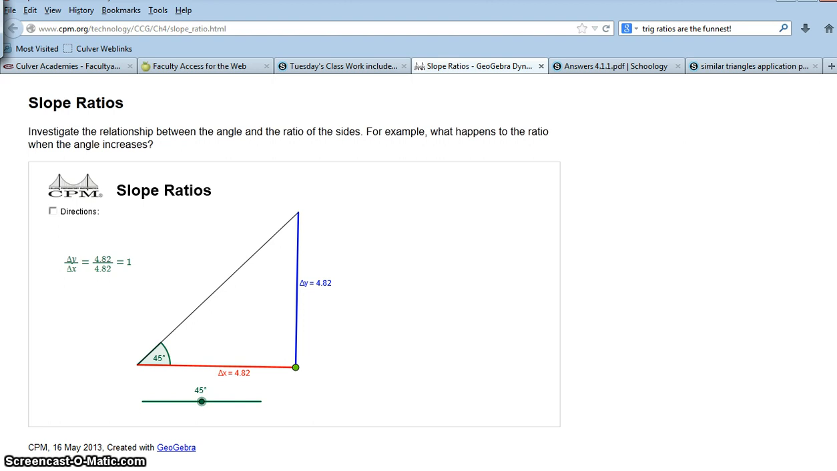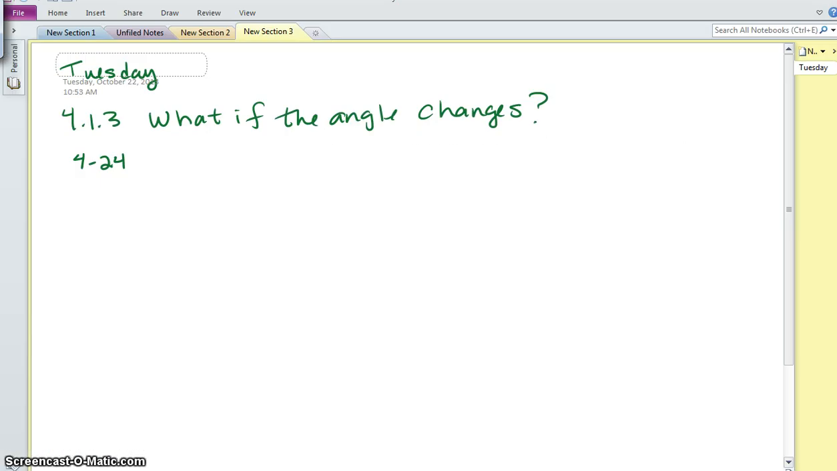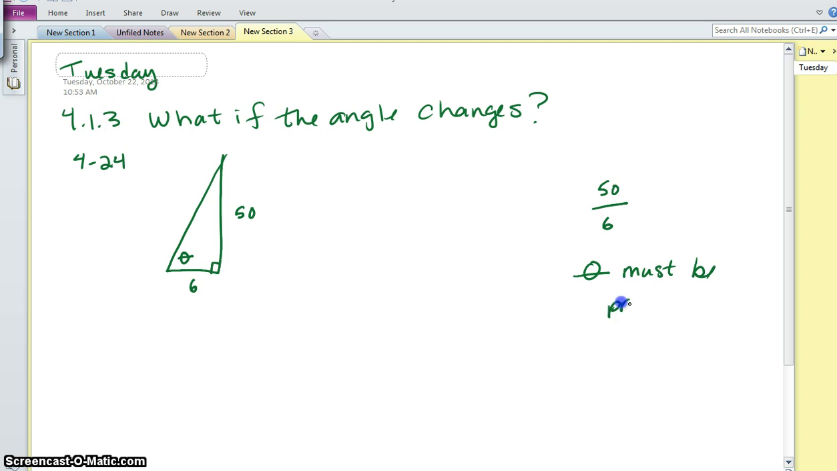So in example 4-24b, we have a triangle that looks like this. We have an unknown angle given by the variable theta with a slope ratio of 50/6. Well, that's a pretty steep slope ratio, so angle theta must be pretty large. Check your trig table. Do we have an angle with ratio 50/6 that we can refer to? Or will we need to use the dynamics software?